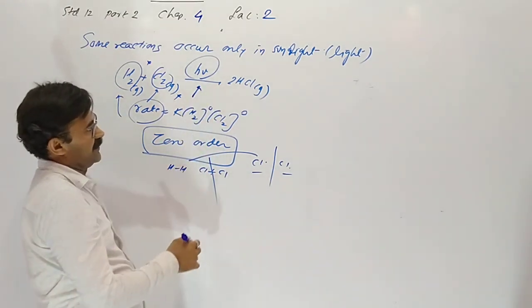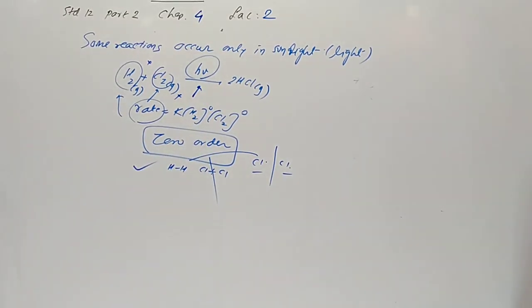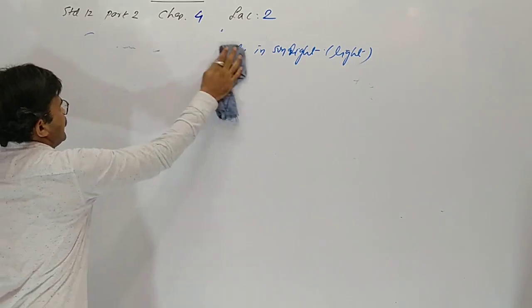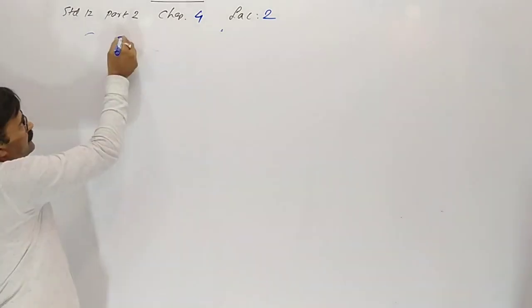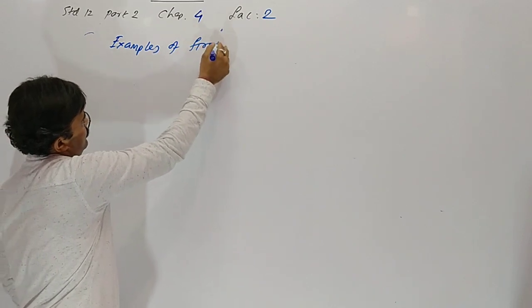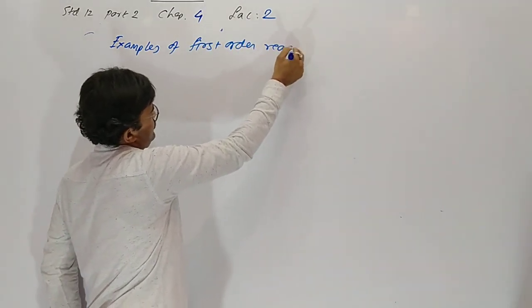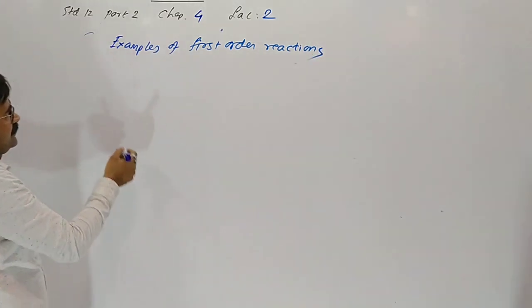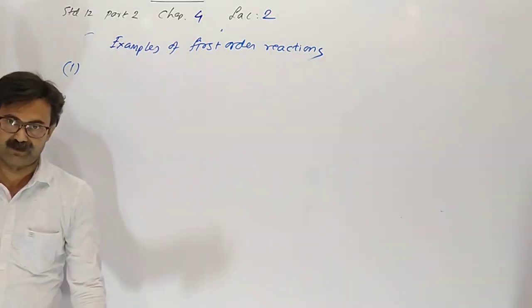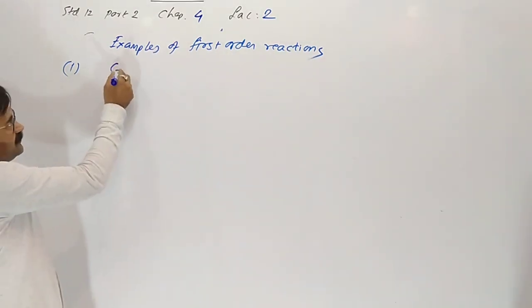It depends upon sunlight. So this type of reaction which occurs in sunlight, photosynthesis-like, is a zero order reaction, remember. Now I am giving you some examples of first order reactions. Actually, order of reaction is a practical phenomenon, so we have to remember. We have no choice without it.